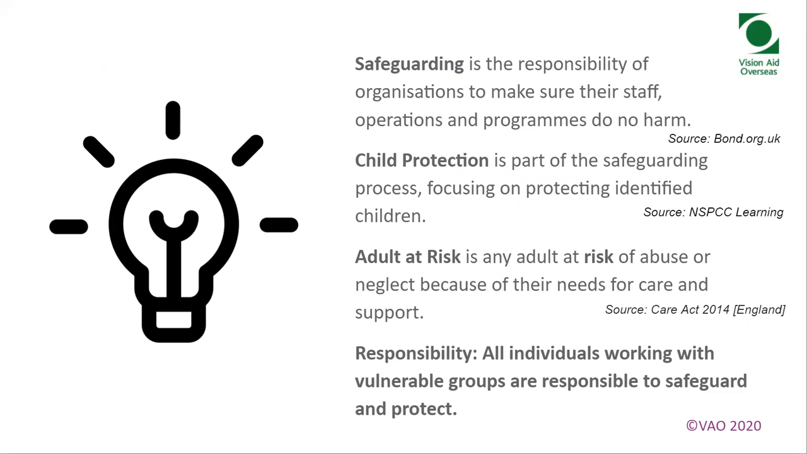In conclusion, safeguarding is the responsibility of organisations to make sure their staff, operations, and programmes do no harm. Child protection is part of the safeguarding process, focusing on protecting identified children. Adult at risk is any adult at risk of abuse or neglect because of their needs for care and support. Responsibility: all individuals working with vulnerable groups are responsible to safeguard and protect.